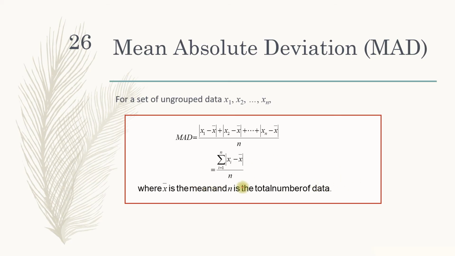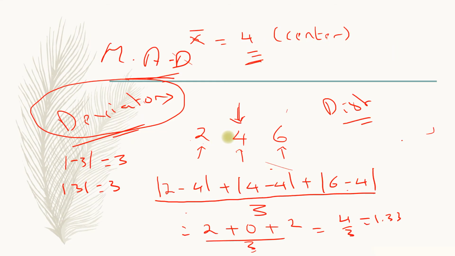When you see this formula, do not be worried by it. This is basically what I just did. I took the modulus of the deviations, as you see, and divided by the total number of deviations that you have. And this gives me the mean absolute deviation. So what is the interpretation behind it? First of all, you need to understand the bigger it is, the bigger the dispersion. The smaller it is, the smaller the dispersion.